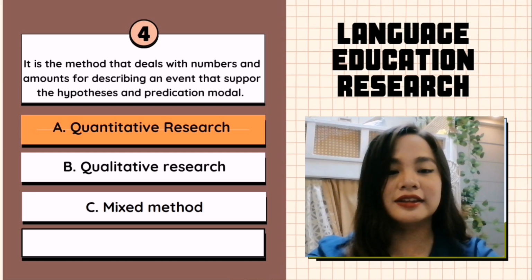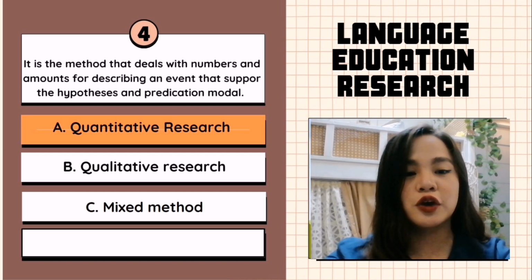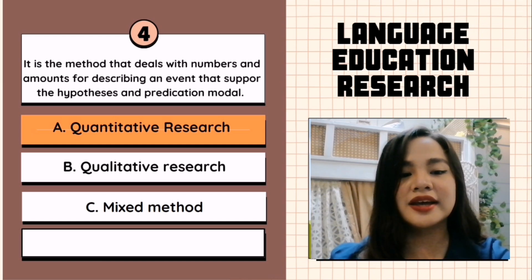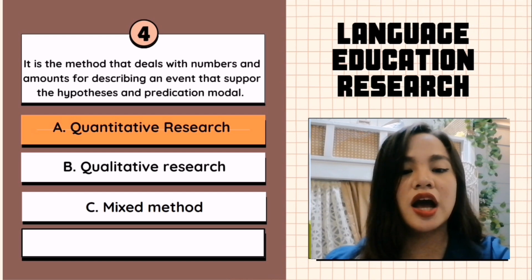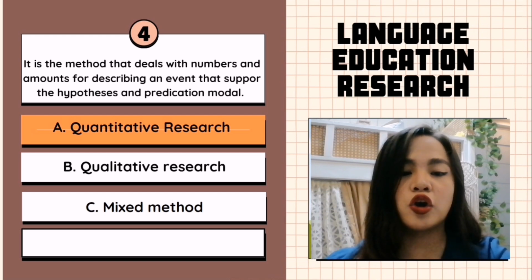Yes, that is correct. Letter A is the correct answer, quantitative research, because quantitative research deals with numbers, measurement, and statistical analysis. It is used to test hypotheses, make predictions, and describe events using quantifiable data. This type of research answers questions like how much, how many, or what is the relation between the variables.